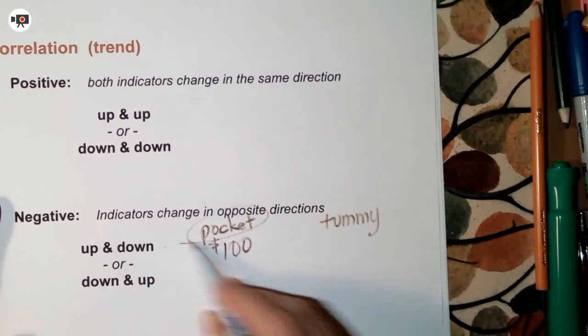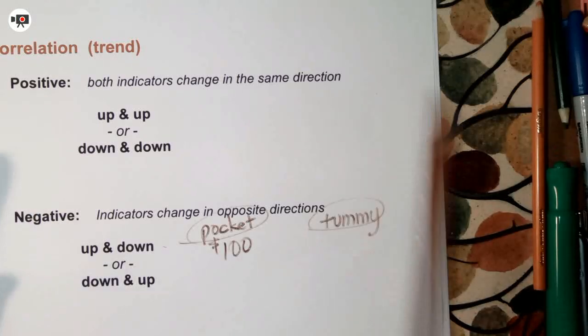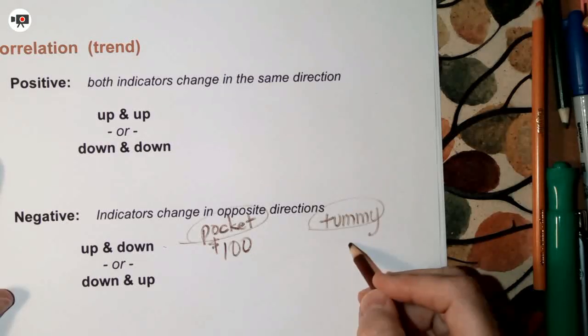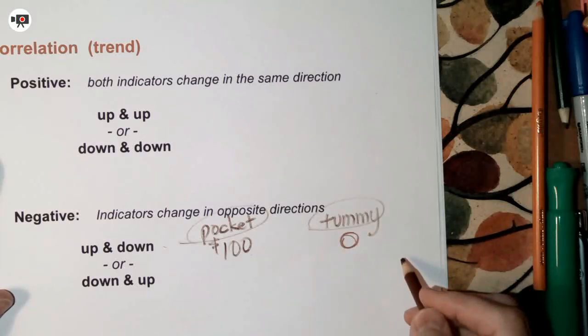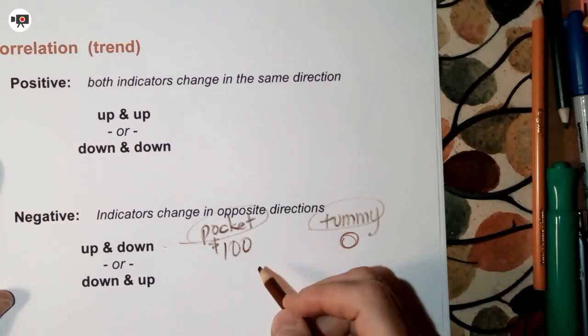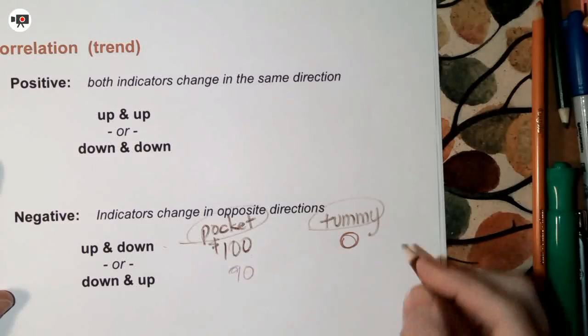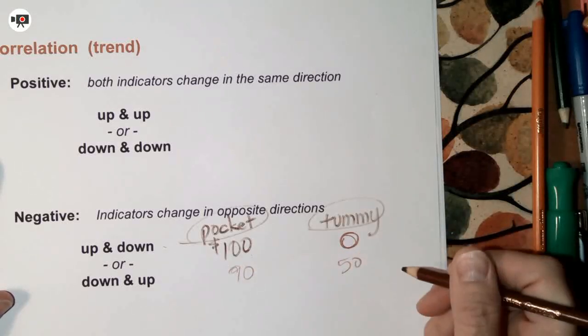You started with $100 and you still have $100 in your pocket. How much candy do you have in your tummy? None. Okay, well, you buy a whole bunch of Jolly Ranchers and now you've got $90 and you've got 50 Jolly Ranchers in your tummy.